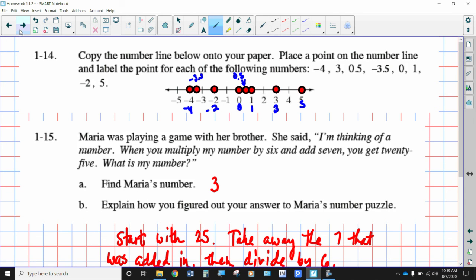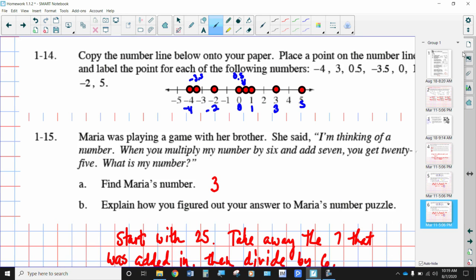Where are we? Do we have more? What's going on here? I won't advance. Oh, I guess we're done.